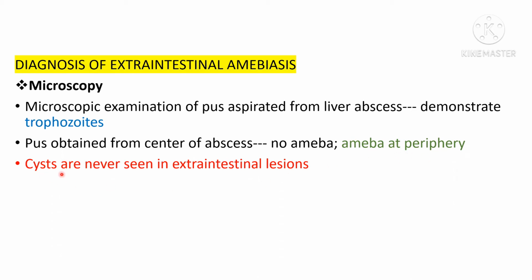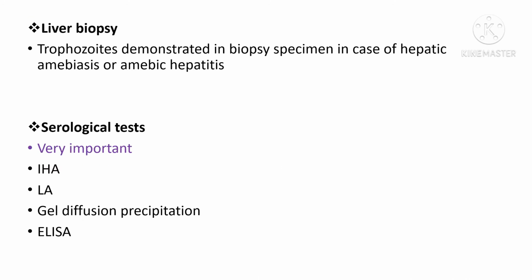Remember that cysts are never seen in extraintestinal lesions. Only trophozoites are seen. Next, we can do liver biopsy for diagnosis of extraintestinal amoebiasis. Trophozoites are demonstrated in the biopsy specimen in case of hepatic amoebiasis and amoebic hepatitis.